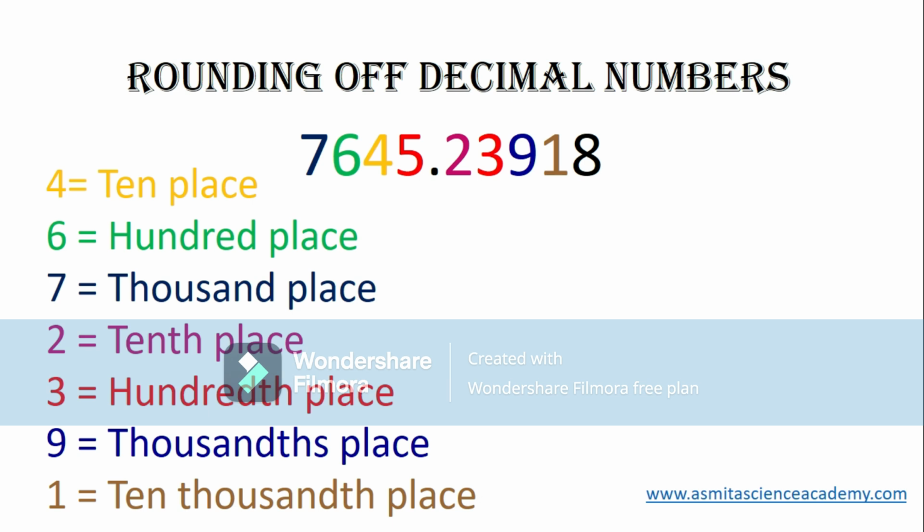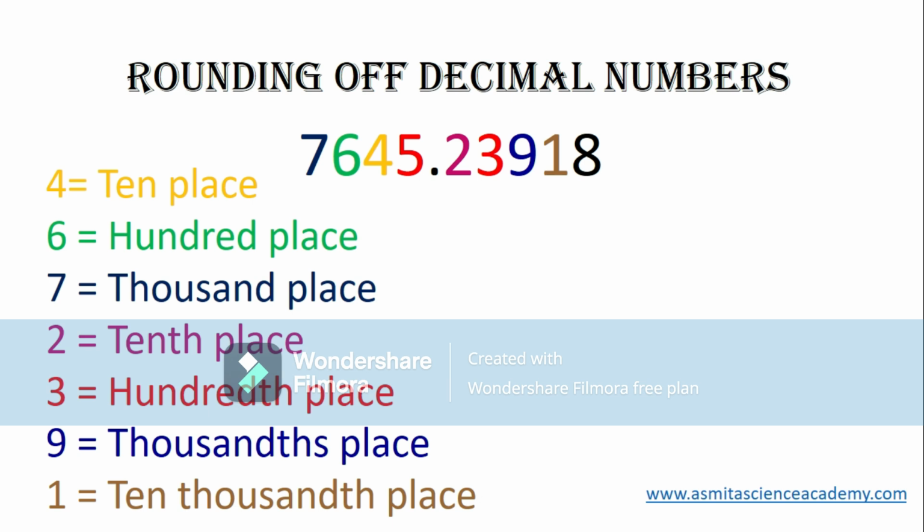Okay, students, welcome. Today we're going to learn how to round off a decimal number. You can see on your screen the number 7645.23918. First we'll try to know the positions.